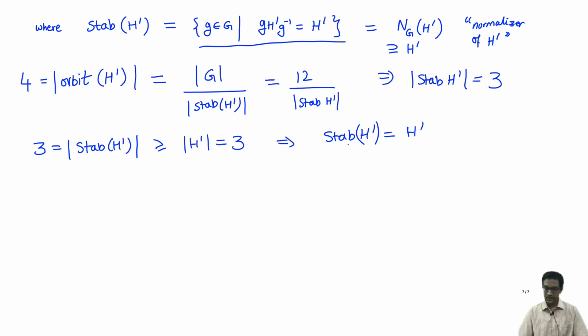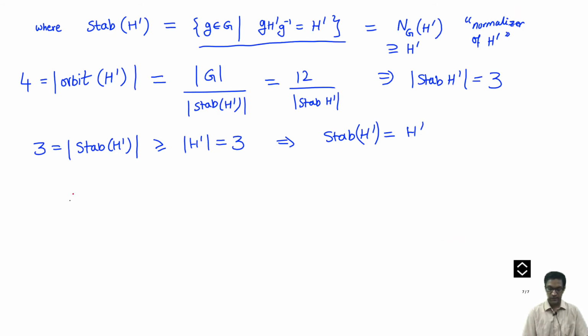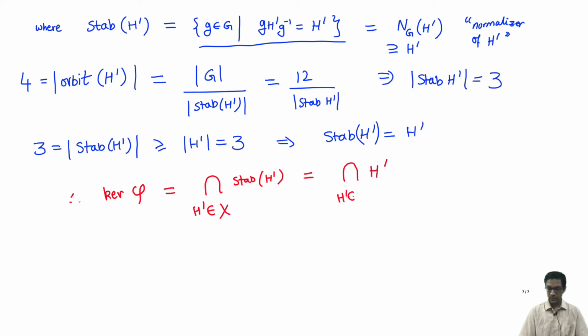So what does that give us? It helps us determine the kernel. Why did I get here? Because I was trying to determine the kernel of this map. That's the intersection of all the stabilizers, and now I know what the stabilizers are. So therefore, the kernel of this map phi is nothing but the intersection of all the stabilizers, H prime running over all the 4 subgroups, but the stabilizers are themselves the H primes.